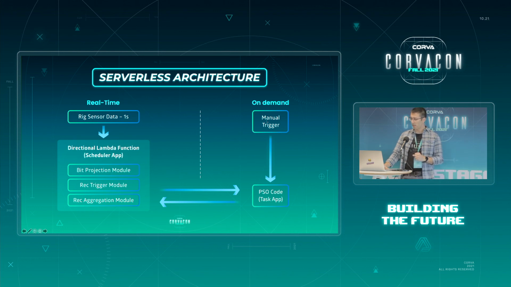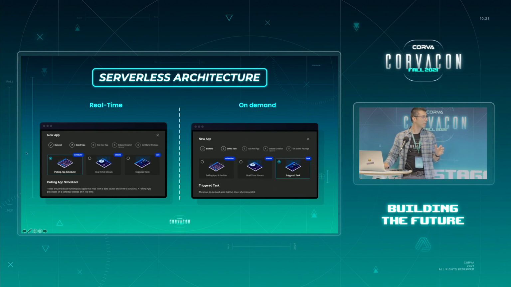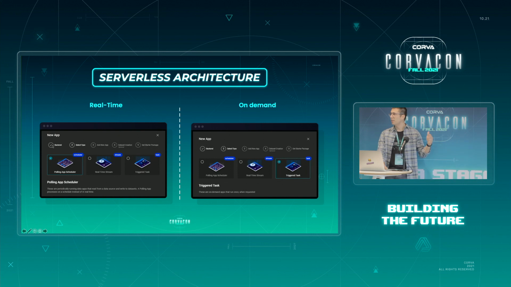As you can see here, the last piece is the manual trigger, which is a UI button that the user can use to trigger the PSO code, the task app, and then it talks back to the real time. Lastly, if you go to the Web Center right now, on the second screen, after you select whether it's a front-end or back-end app, this is what you're going to see. For the left side, the real time, you have the scheduler app, where you can set, for example, 30 seconds, as I said, and this is the type of app you need to build this kind of application. On the on-demand side, it is a task app.